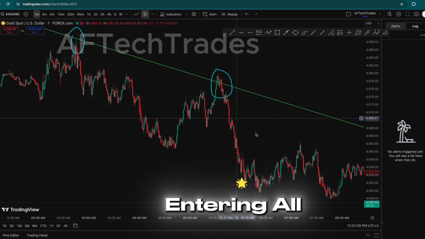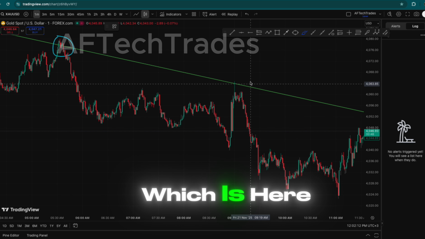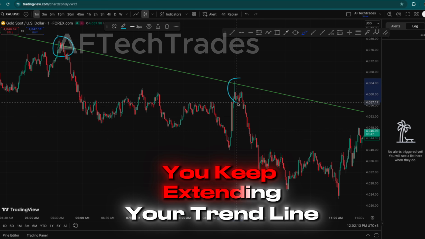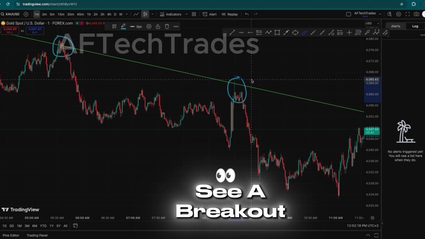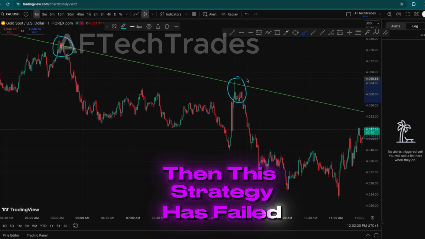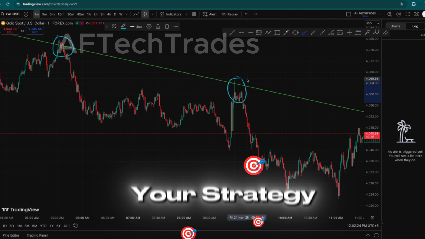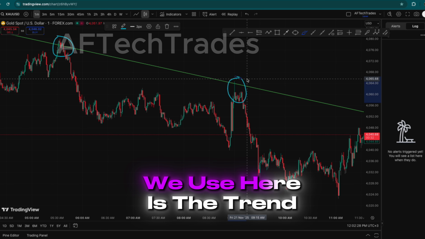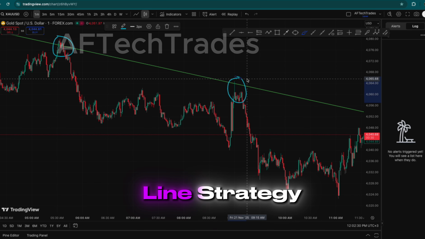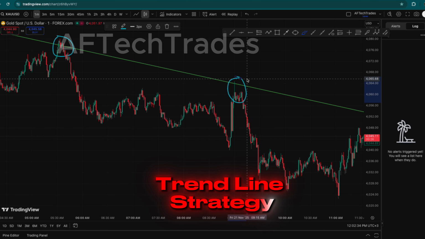You're not entering on all these ones. You wait for the third touch, which is here, right? You keep extending your trend line. Remember, even if you see a breakout, then this strategy has failed. You see a breakout and the candlestick closes and continues going on, the strategy has failed. The only strategy we use here is the trend line strategy and the third touch of the trend line.